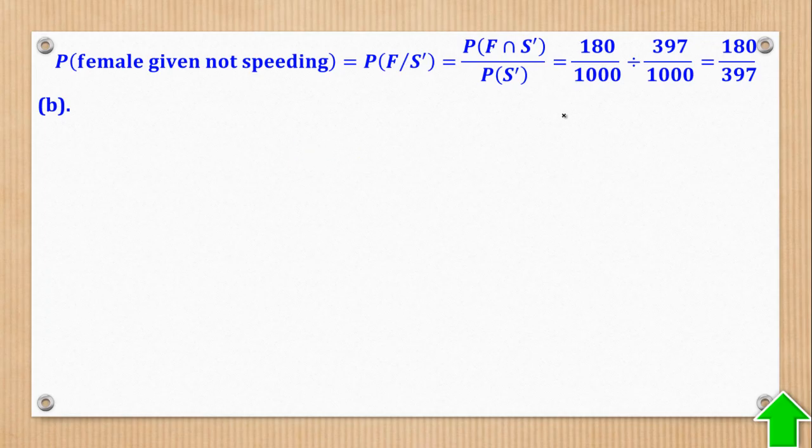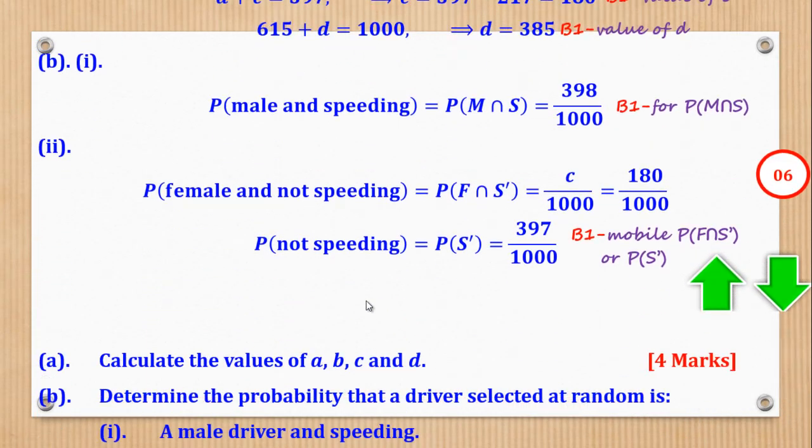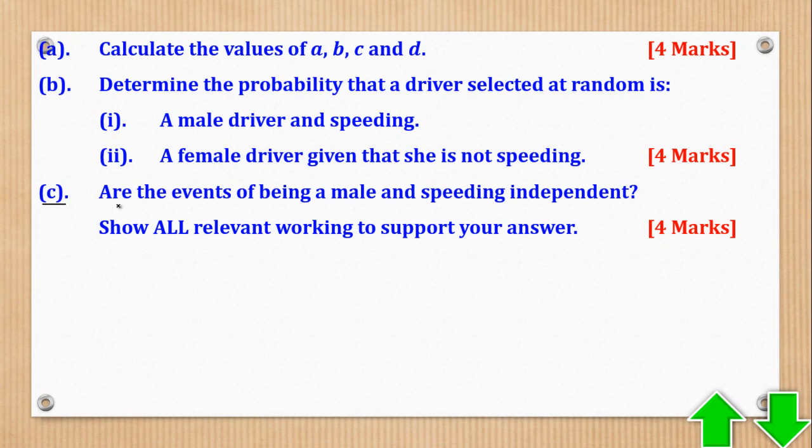Now, part B. Part B says, so now we shall go to part C. Part C says, are the events of being a male and speeding independent? Show all relevant working to support your answer. So remember, for independent events, the intersection of the events is equal to the product of their individual probabilities.